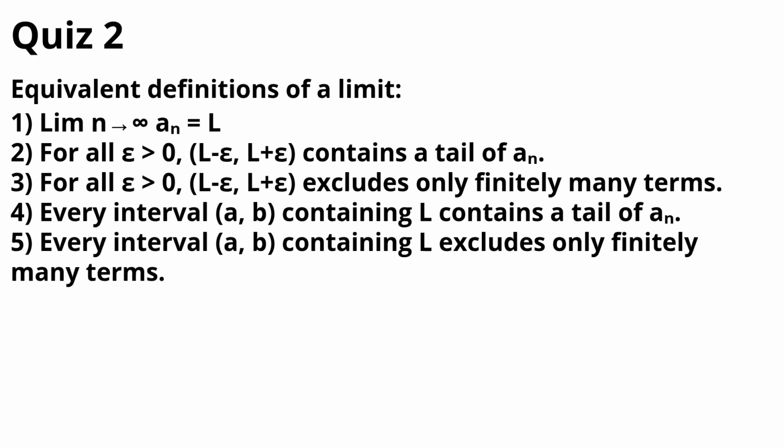Here are some more equivalent definitions of a limit. The limit of an as n approaches infinity equals L. And for all epsilon greater than 0, the interval L minus epsilon to L plus epsilon contains a tail of a at n. For all epsilon greater than 0, the interval of L minus epsilon to L plus epsilon excludes only finitely many terms. And every interval a, b containing L contains a tail of a at n, and every interval a to b containing L excludes only finitely many terms.